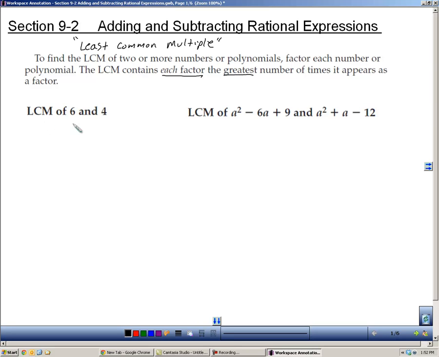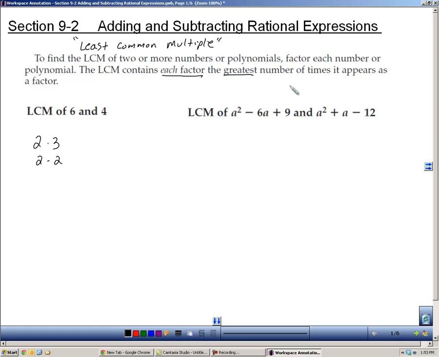If I want the least common multiple of 6 and 4, I'm going to take the number 6 and break it into 2 times 3. Those are the factors that make it up. Likewise, I'm going to take the number 4 and break it up into 2 times 2, because those are the factors that create it.